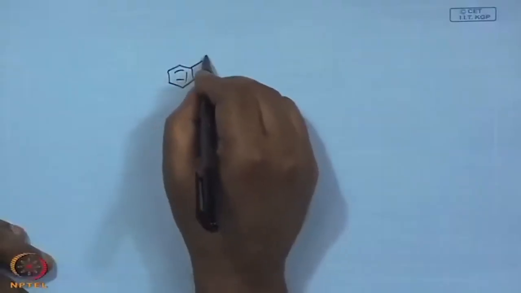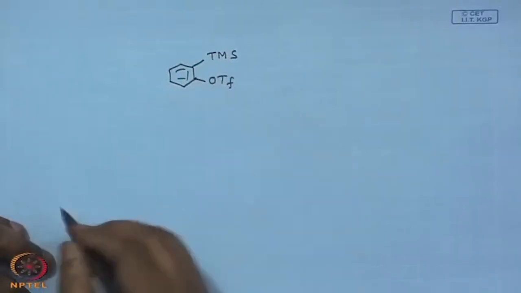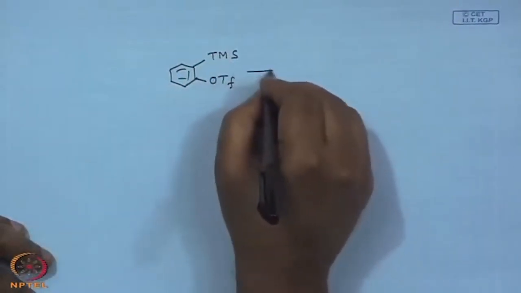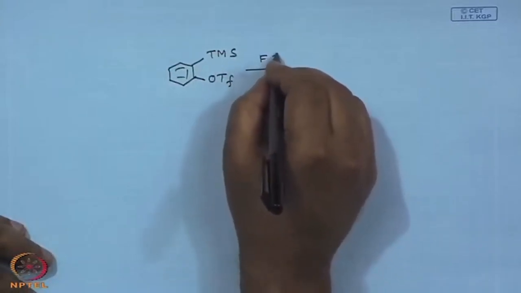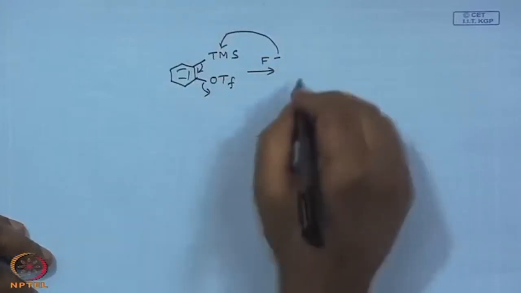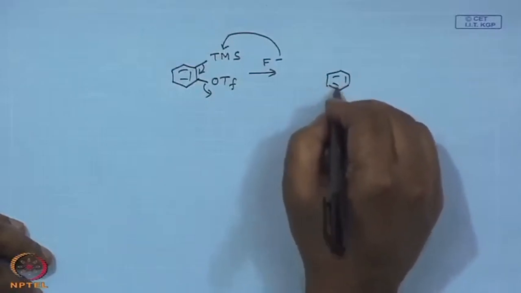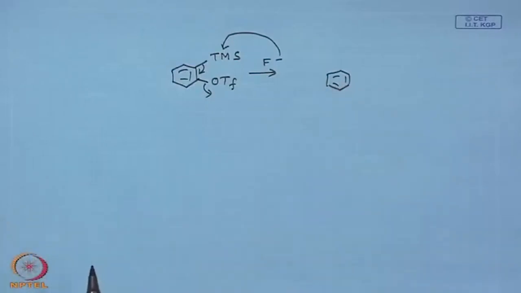In the next example, we will see the most popular benzyne precursor these days. What I have said before, the most popular one is the TMS here and the O triflate. What does it do? If you treat with a fluoride reagent, fluoride goes to TMS and then triflate comes out, so eventually you will be getting this. Sort of a neutral, basic conditions benzyne formation.